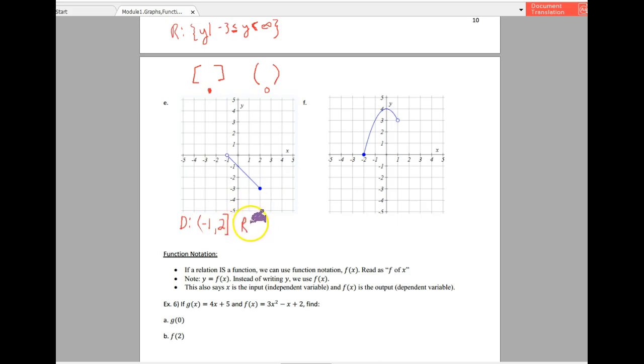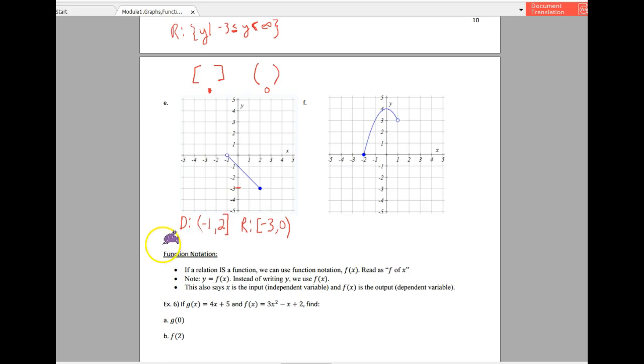The range, how far up and down, starting with the lowest point to the highest point. So the lowest point I see is right here at -3. At the closed circle, I'm going to use a bracket. So -3 is the lowest. The highest is at 0, and that's an open circle, so I'm going to use a parenthesis.